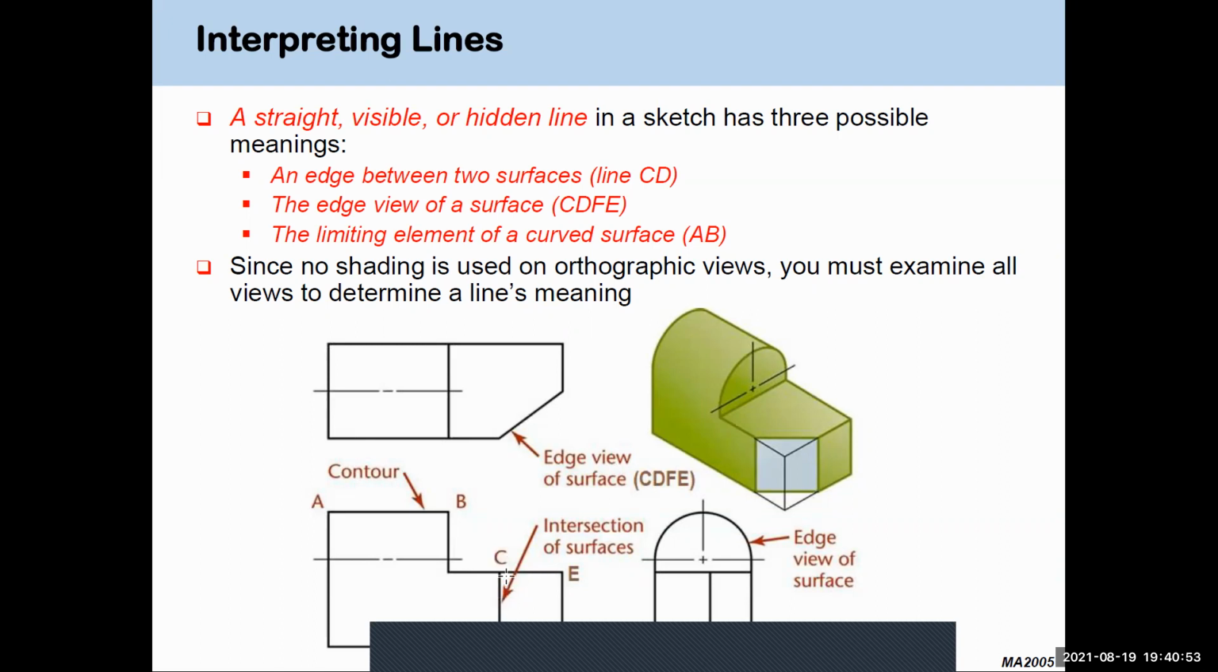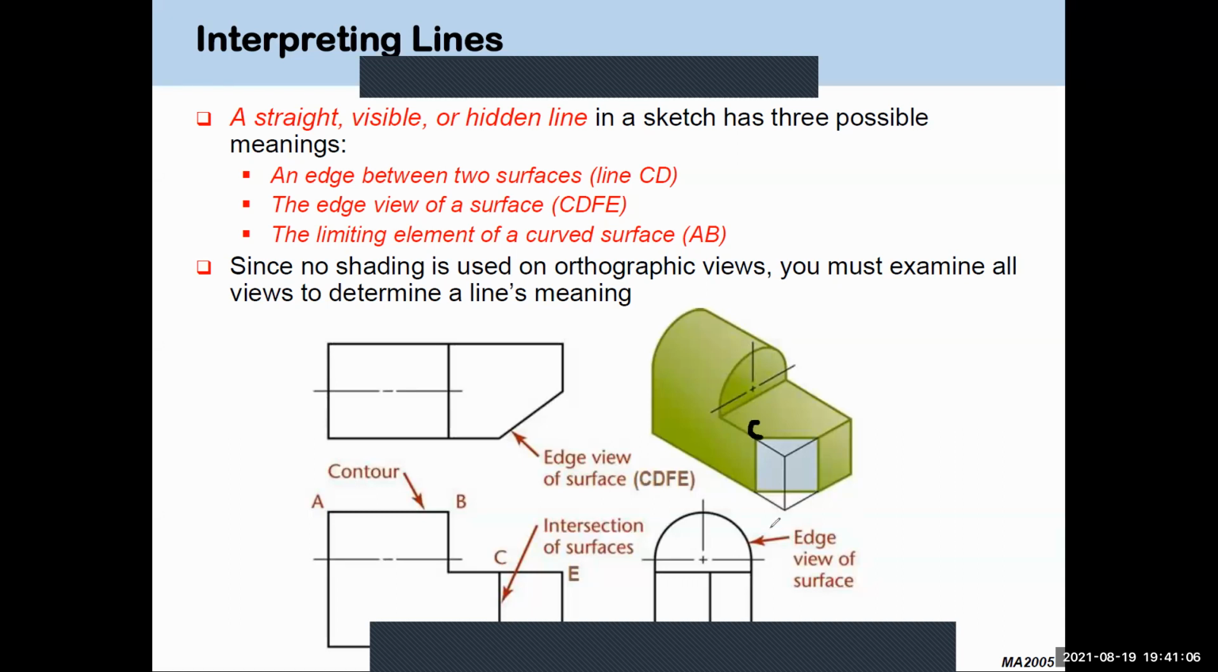Can y'all see my mouse? Yes. Okay. So as you can see for line C, it will link up with this. This is line C, and this is E. In the actual isometric view, you'll see it like that, but on the planar view that you'll be drawing, it'll look like this. Okay.